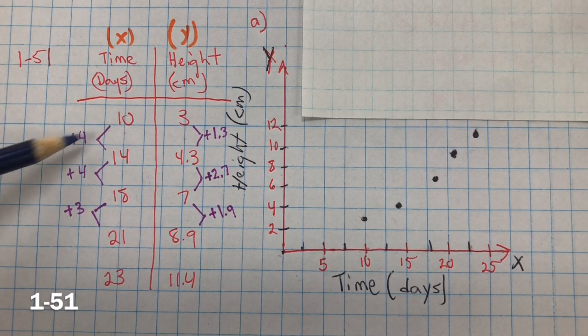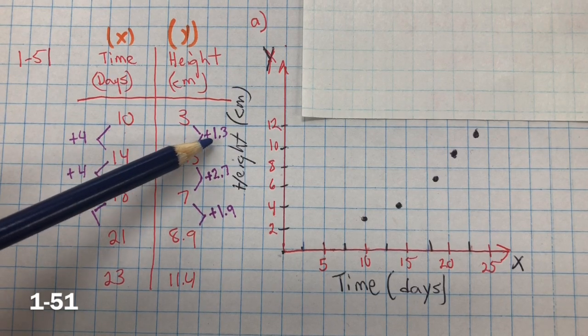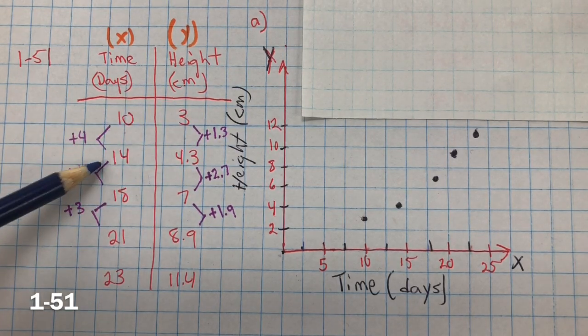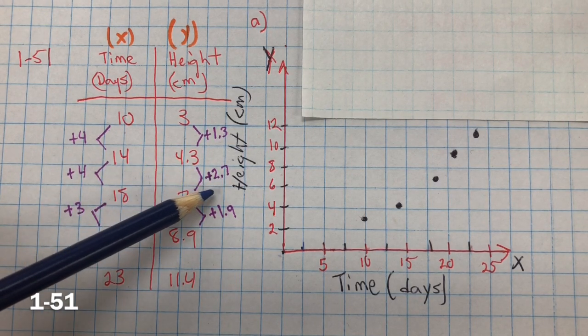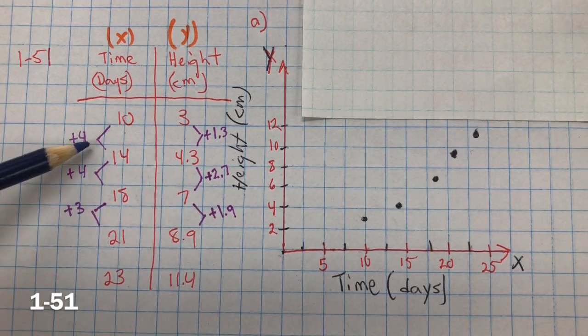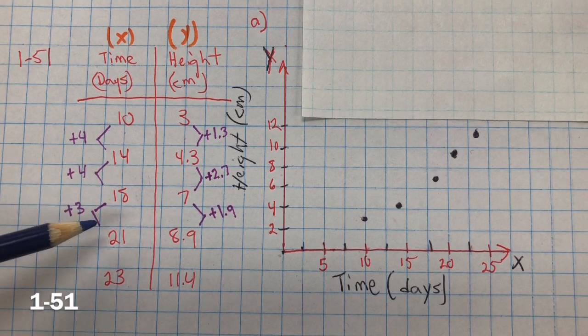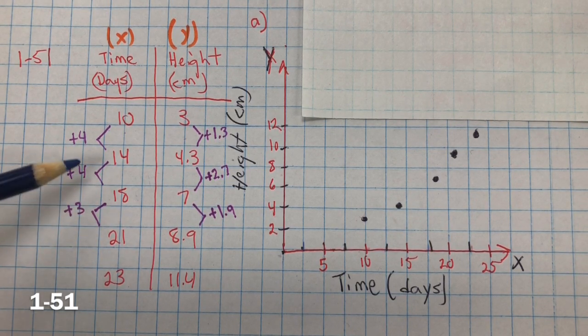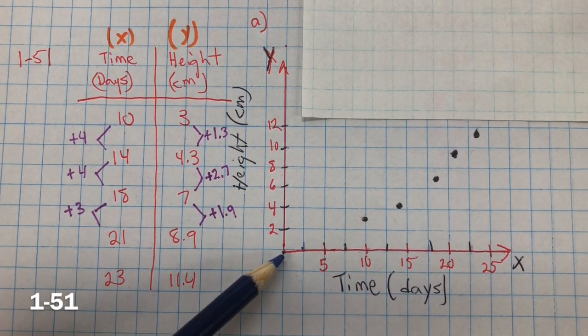For every 4 days, the height is growing 1 3/10 centimeters. But then here, another 4 days, it's growing 2 7/10 centimeters. So just by looking at the table, we can tell that this graph is not going to be at a constant rate. So we know we will not get a straight line. Now we're going to plot these points.